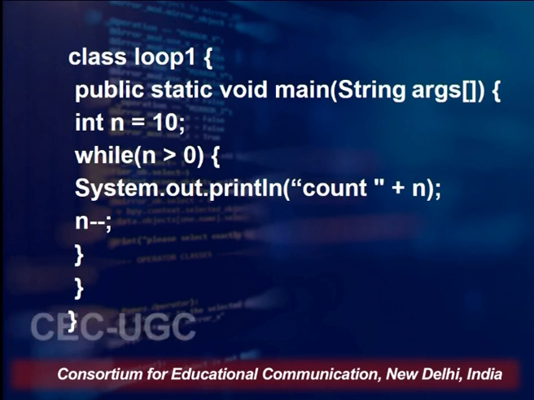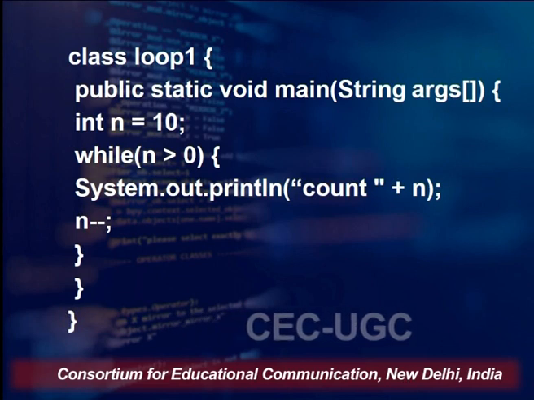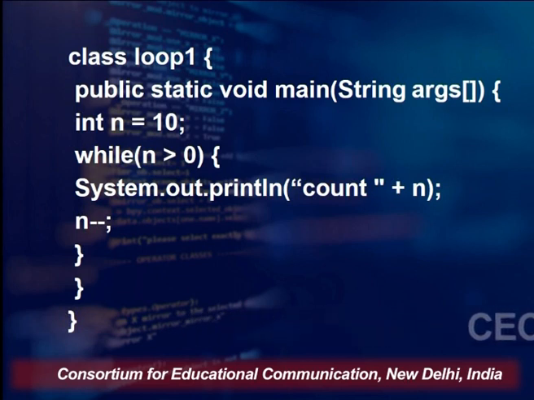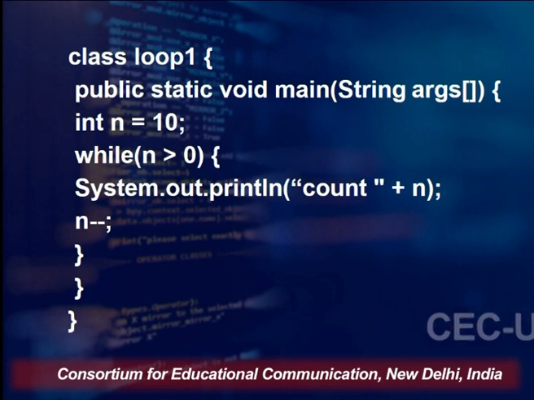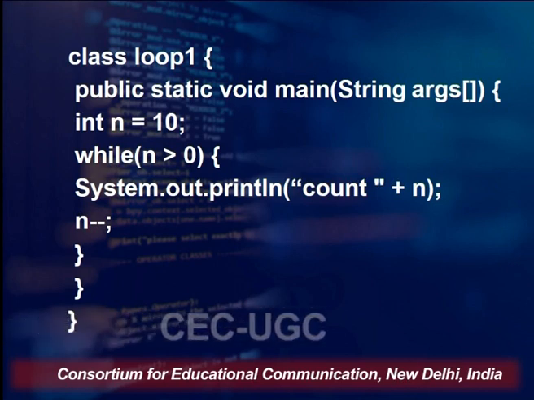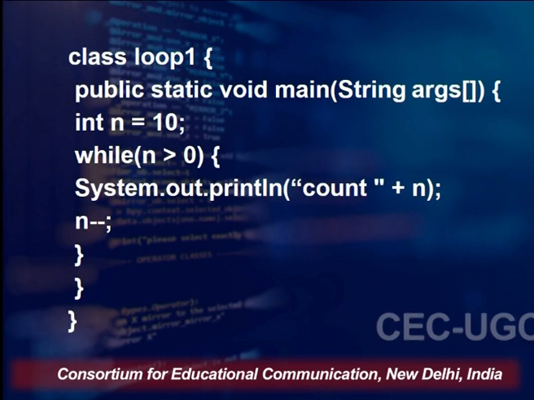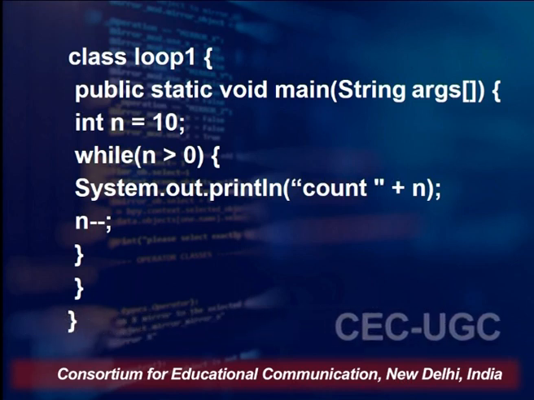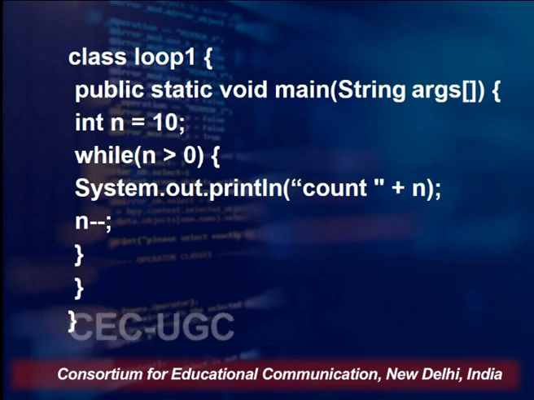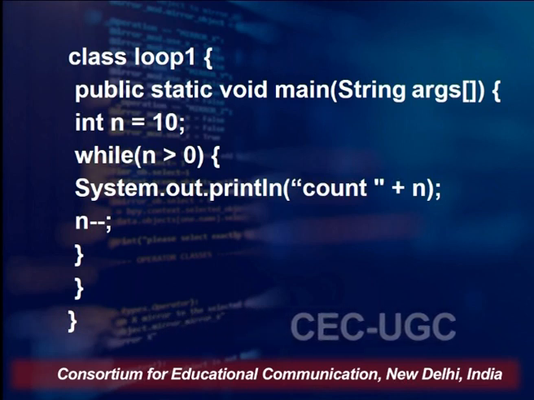So we have a class, and within the main function we have taken the value of n equal to 10, and we are comparing this value of n as while n greater than 0. Presently the condition is true, so it is going to print count 10. Then the value of n will be decremented to 9, and 9 is again greater than 0, so it will print count 9, then count 8, then count 7, 6, 5, 4, 3, 2, 1, till 1.